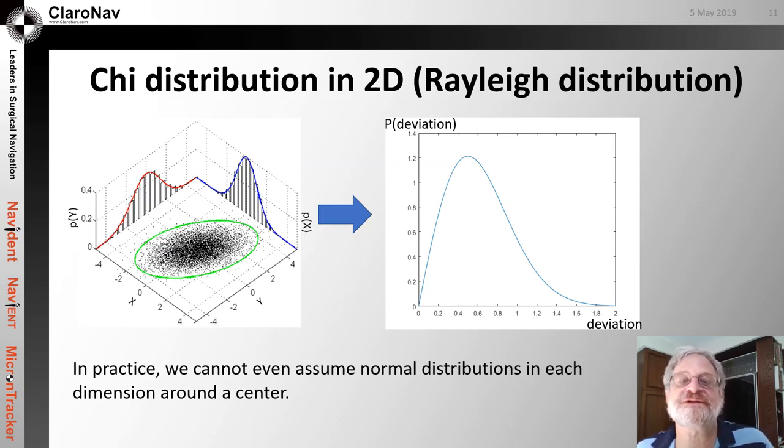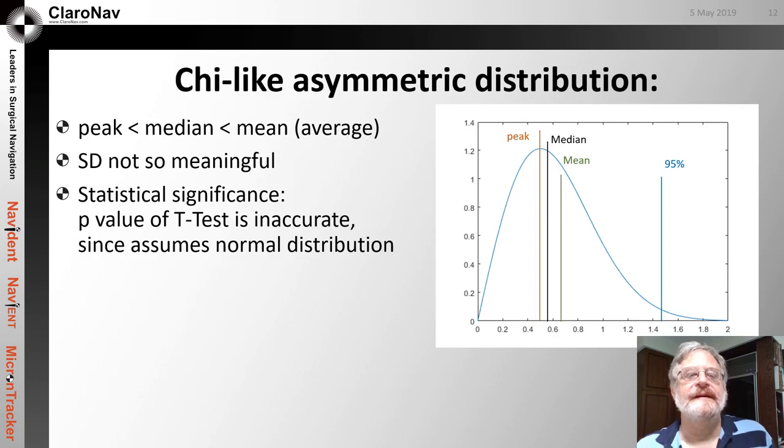The illustration here shows visually what a 2D chi distribution, which is also called a Rayleigh distribution, looks like, and it's pretty close to what we saw in the previous slide. However, we don't really know that each component of the deviation is distributed normally in a given study, and when it comes to angular deviations, it gets even more complicated. So let me just call it a chi-like asymmetric distribution and make some observations about it.